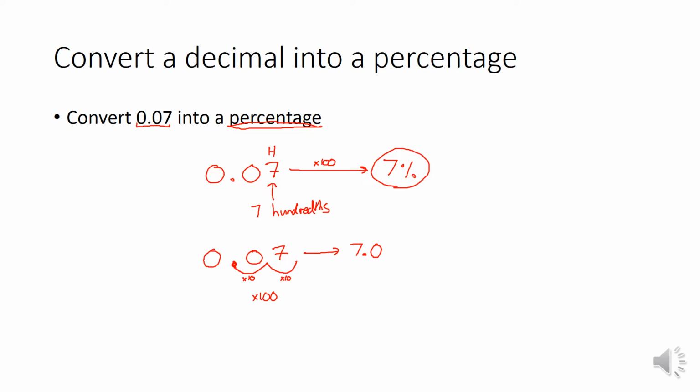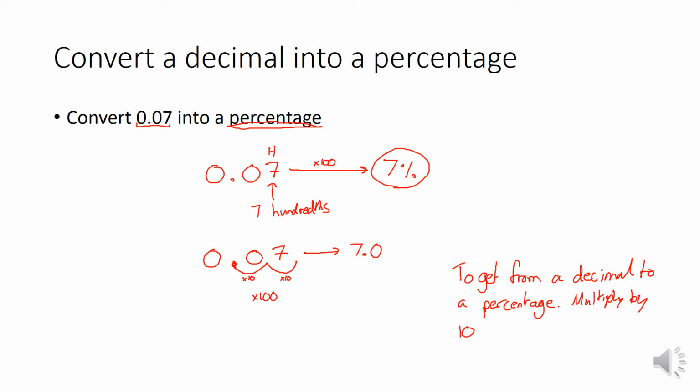So we can see, if we timesing by 100, that is the way to go from a decimal to a percentage. So the way we do it is we times by 100. So I'll just make a note of that. To get from a decimal to a percentage, multiplied by 100. And this is really useful. So to get from a decimal to a percentage, multiplied by 100.